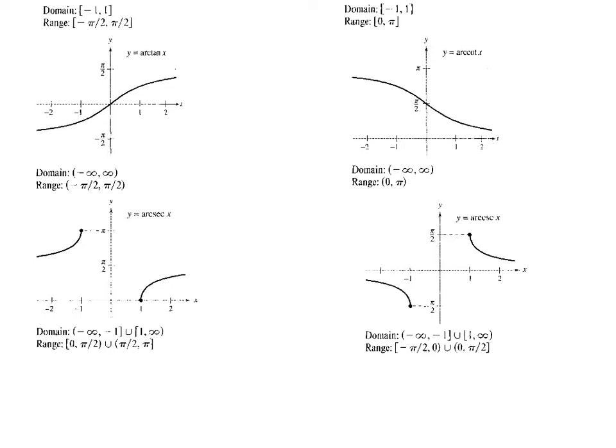And that's because for secant, that's 1 over cosine. Cosine equals 0 at pi/2. So the reciprocal of 0 would be undefined. Same thing here with cosecant, which has a horizontal asymptote at 0.